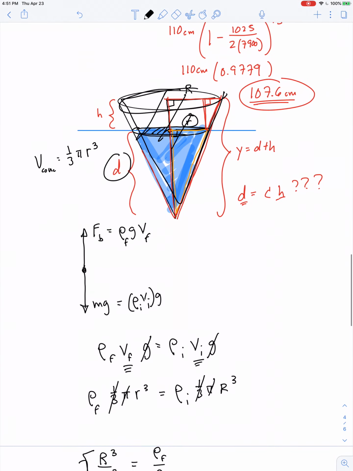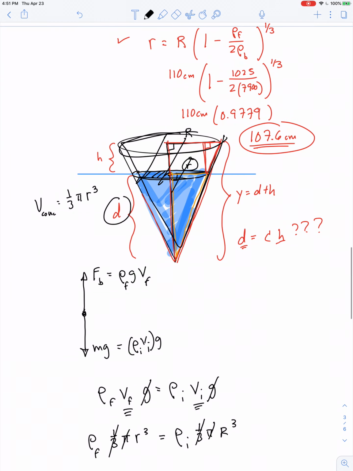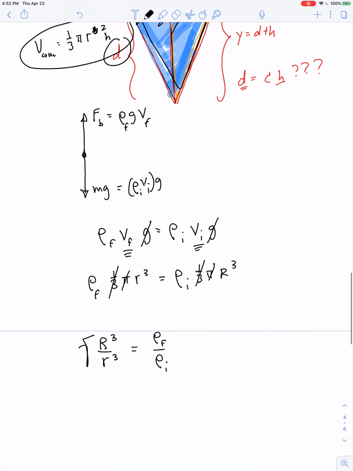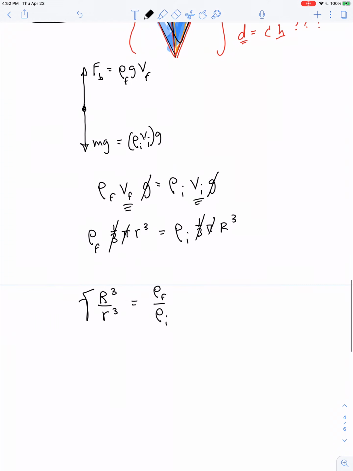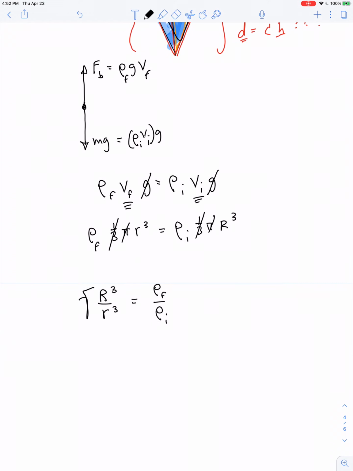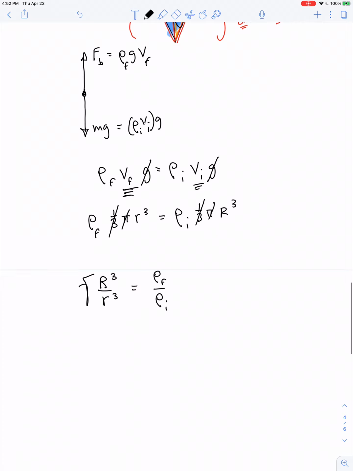Hopefully you caught my mistake. 1/3 pi r squared h is the volume of a cone. My goodness. So, let's try this again. We have the volume, well, let's start over.